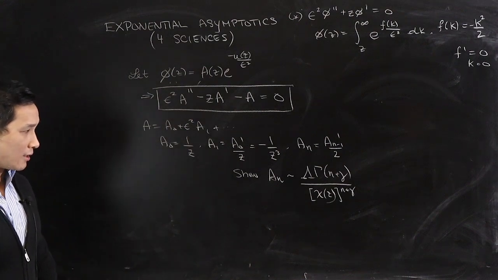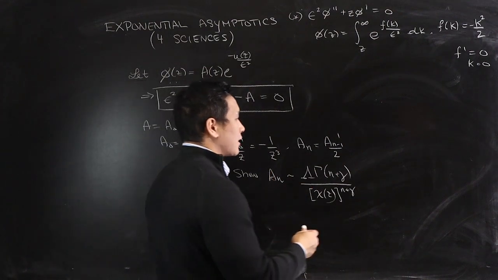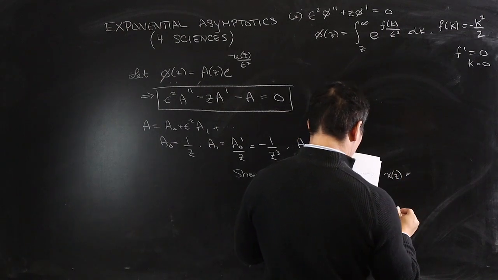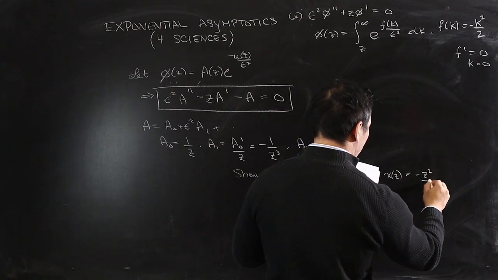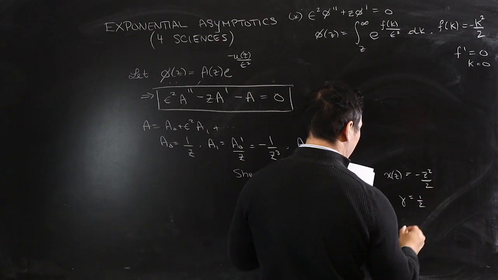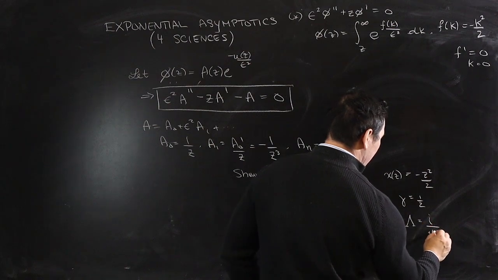We're using, instead of the factorial function, just the gamma function. And in this case, chi of z is equal to minus z squared over 2. And then gamma is equal to 1/2. And lambda is equal to i over root 2 pi.